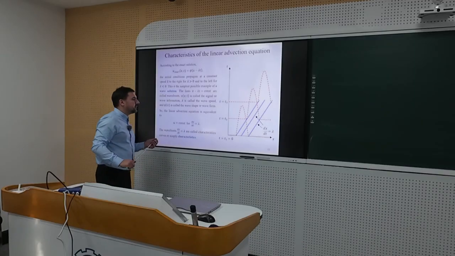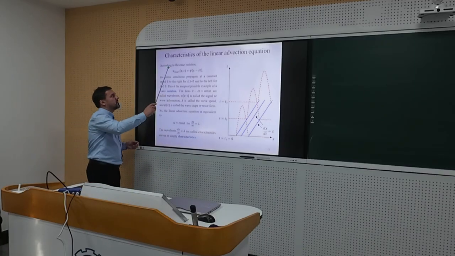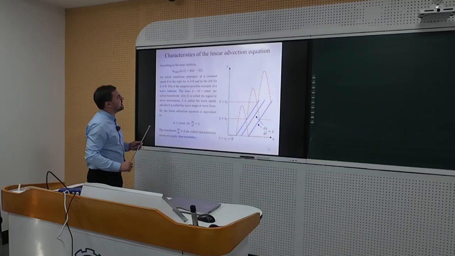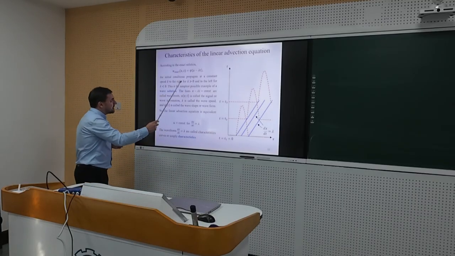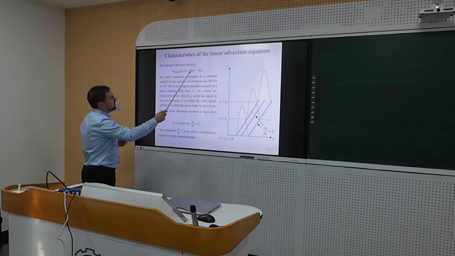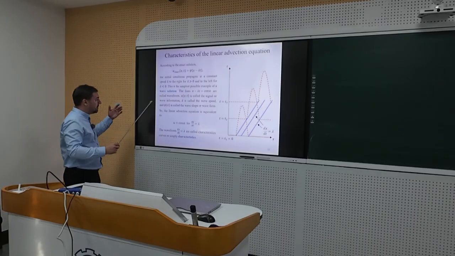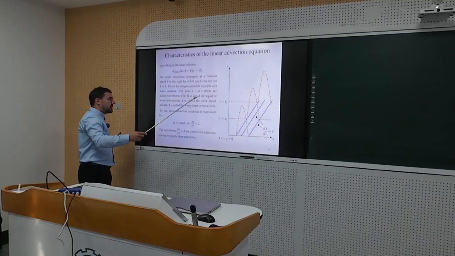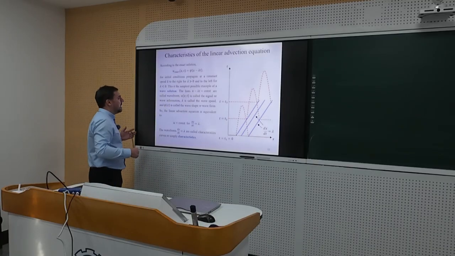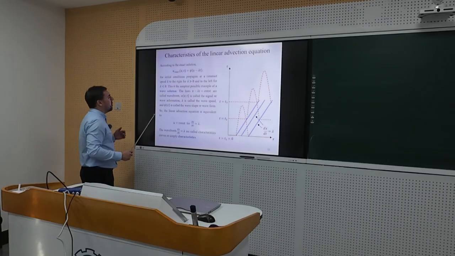A very important concept that you should understand is the characteristics. The concept of characteristics of the linear advection equation. So our exact solution looks like psi of x minus lambda t. It means that the initial conditions propagate at a constant speed lambda to the right for lambda greater than 0 and to the left for lambda less than 0. So this is the simplest possible example of a wave solution.